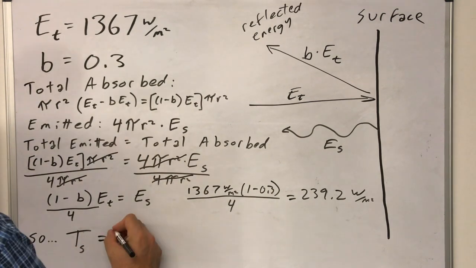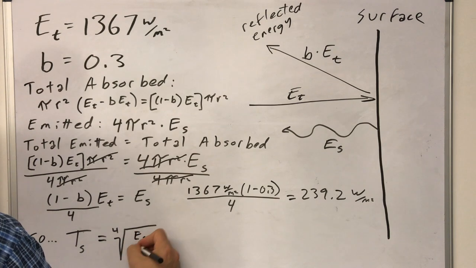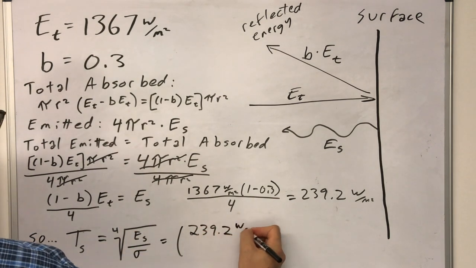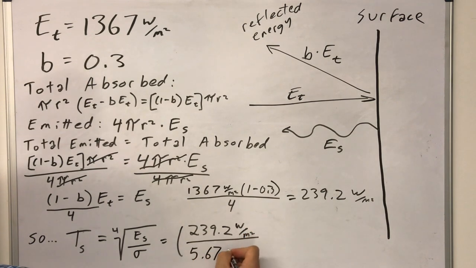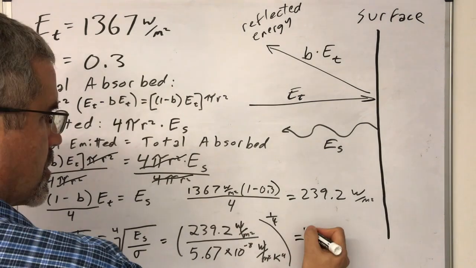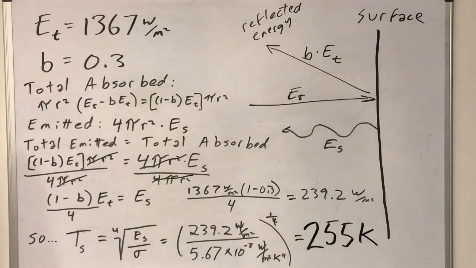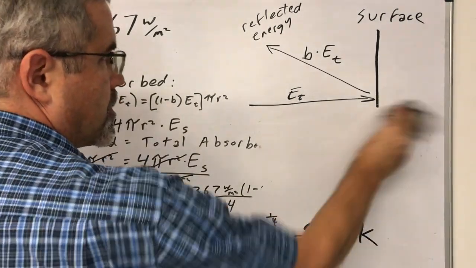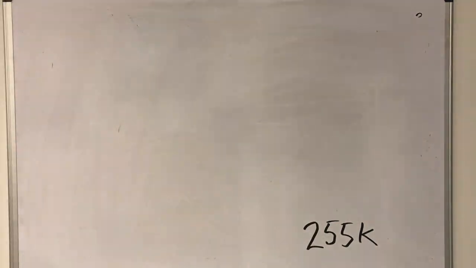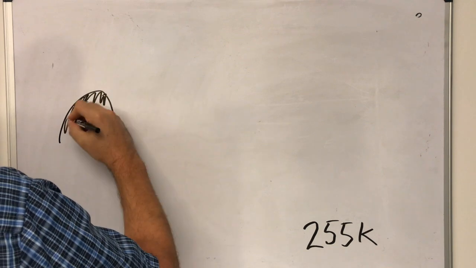Even better, we can calculate the planet's temperature using the value T sub s equals the fourth root of E sub s over sigma, which is equal to 239.2 divided by 5.67 times 10 to the minus 8, the whole thing raised to the quarter power, which is equal to 255 K. Well, crap, that's like minus 18 degrees Celsius, which isn't at all the right answer. The average surface temperature is closer to plus 15 degrees Celsius, or 60 Fahrenheit.